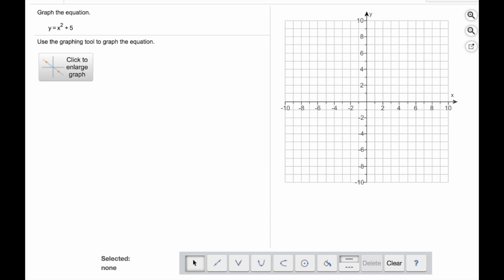And one of the questions that seems to be pretty tricky sometimes is how do you actually navigate the interface to graph an equation like y is equal to x squared plus 5. And so that's what we're going to take a look at today.